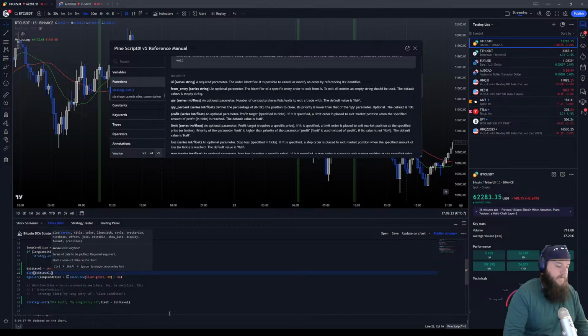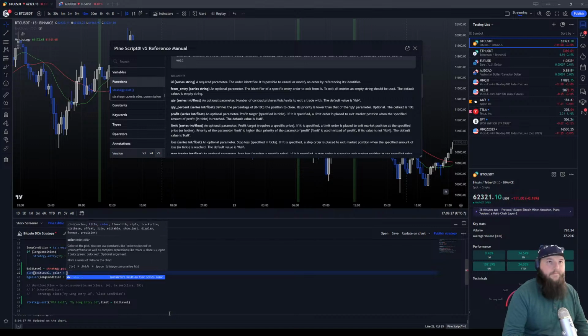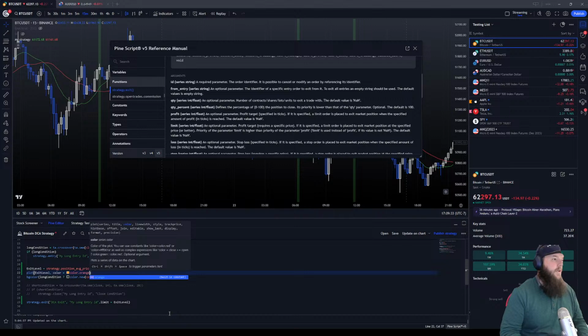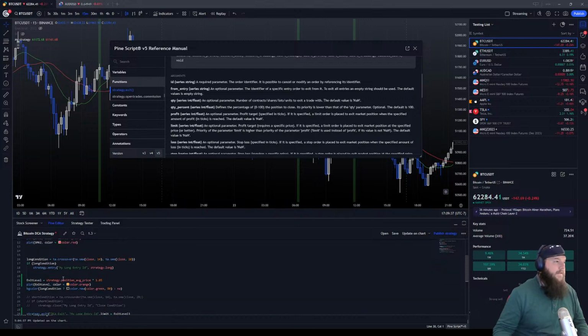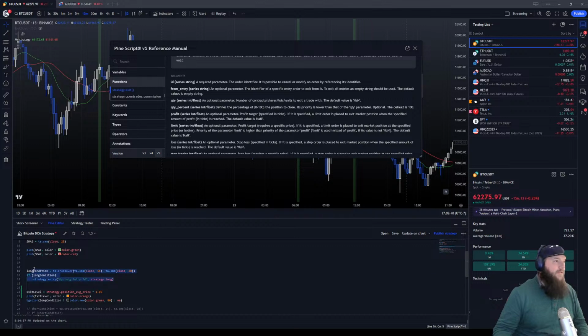Plot exit level, give it a color equals, we'll do orange, just so it's nice and obvious. So now that we added this, this is what should happen. We have an entry condition whenever the green line crosses above the red moving average.